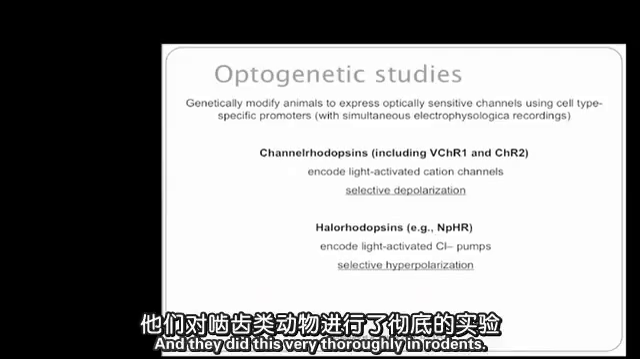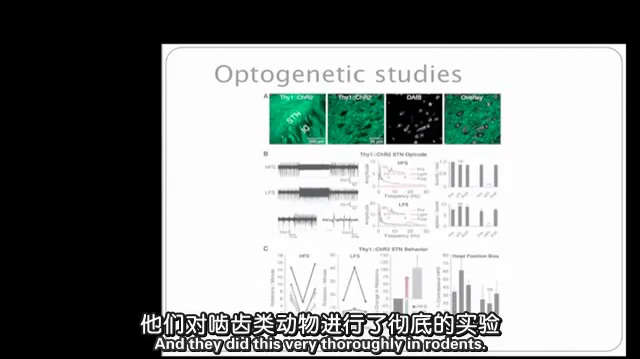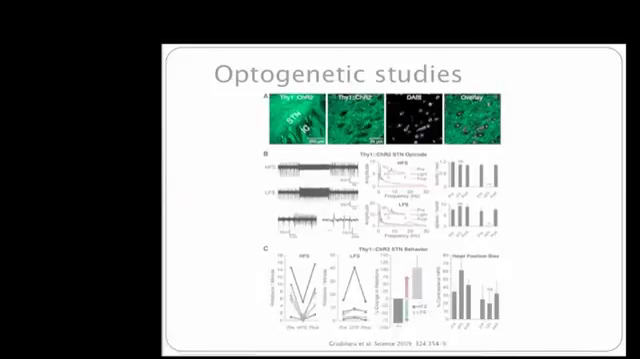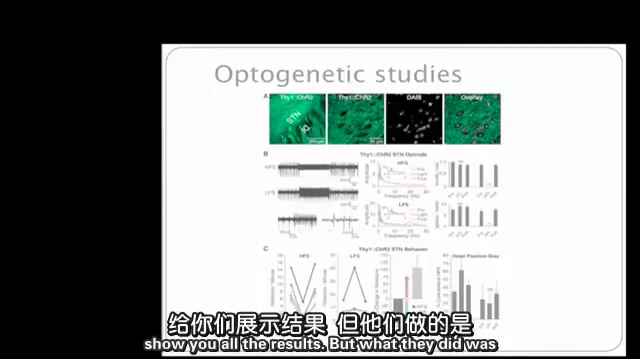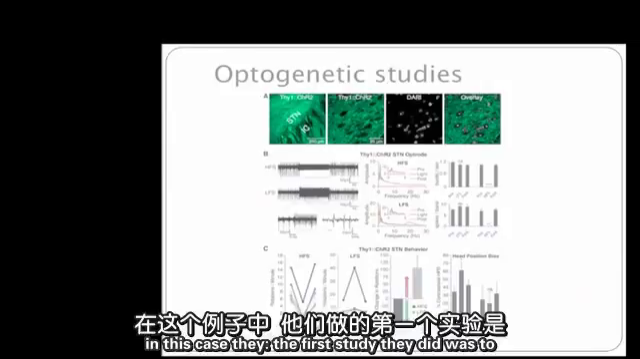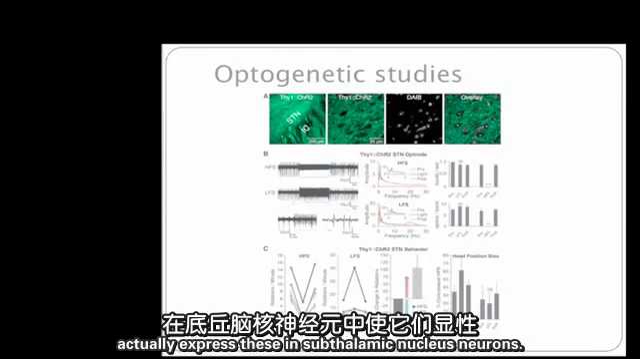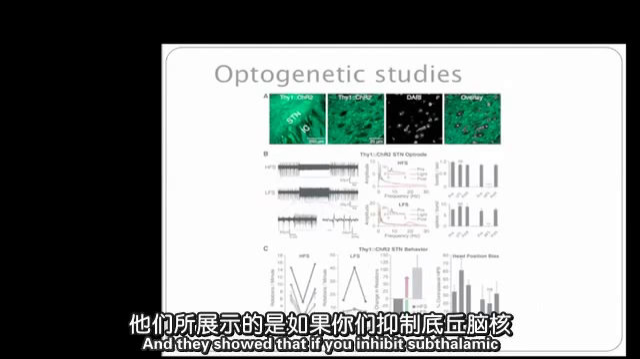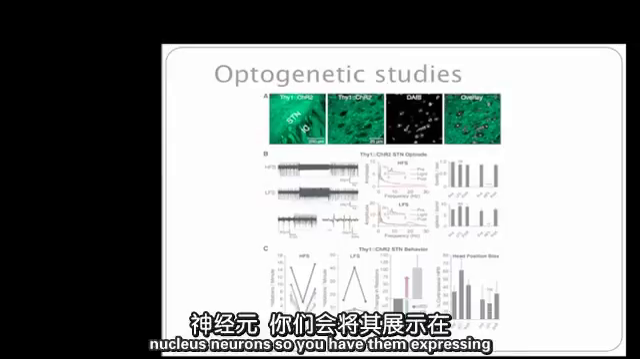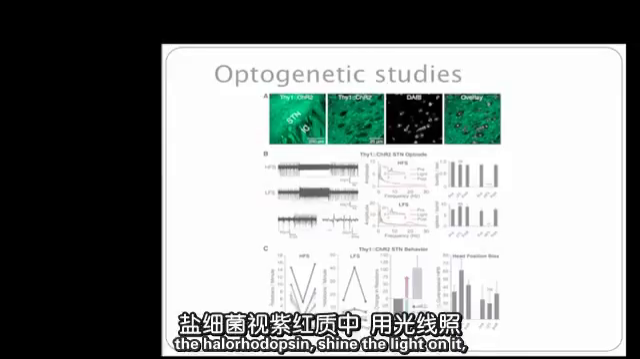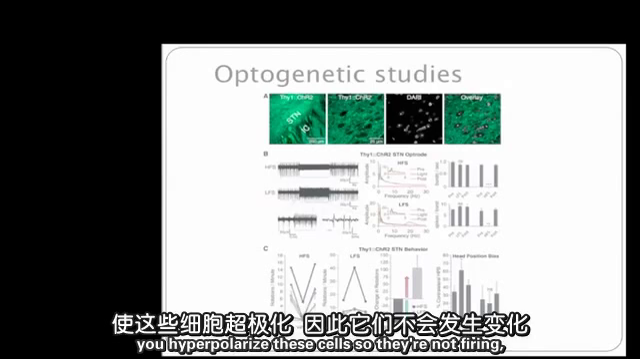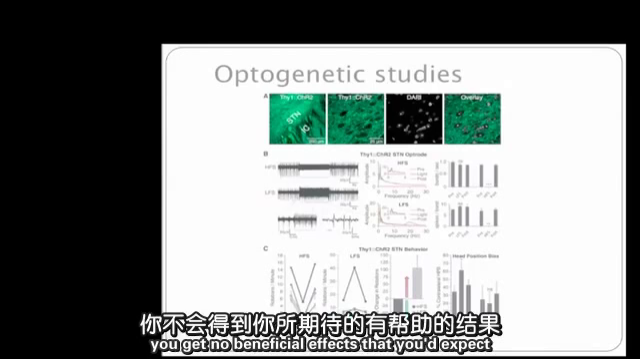And they did this very thoroughly in rodents, in the Parkinson's disease model. And I'm not going to show you all the results. But the first study they did was to actually express these in subthalamic nucleus neurons. And they showed that if you inhibit subthalamic nucleus neurons, so you have them expressing the halorhodopsin, shine light on it, you hyperpolarize these cells so they're not firing, you get no beneficial effects that you'd expect from stimulation.